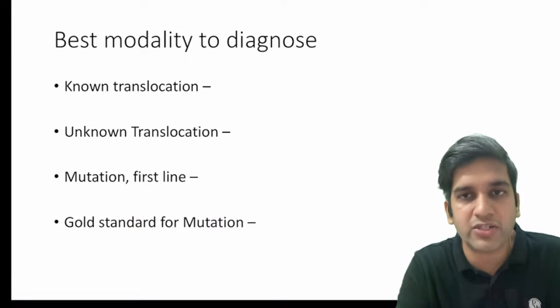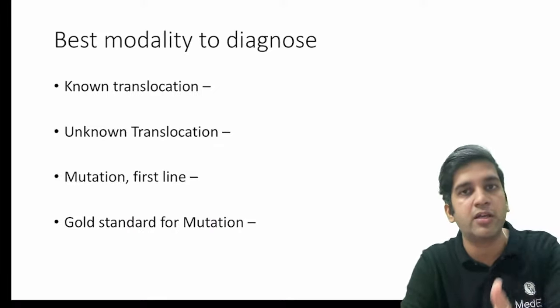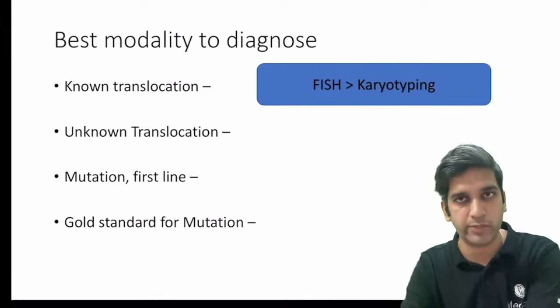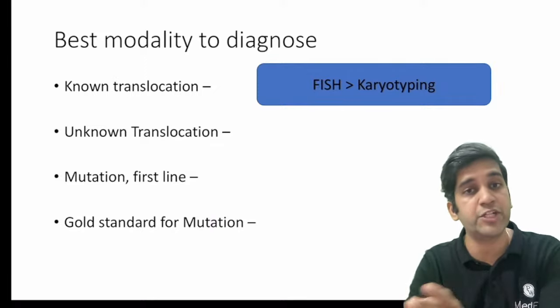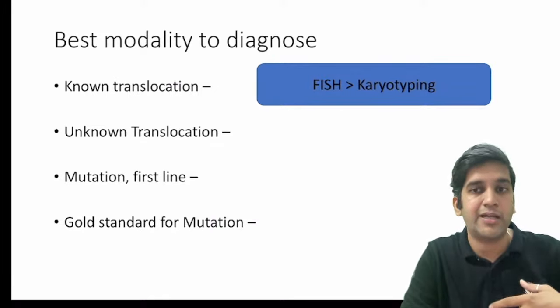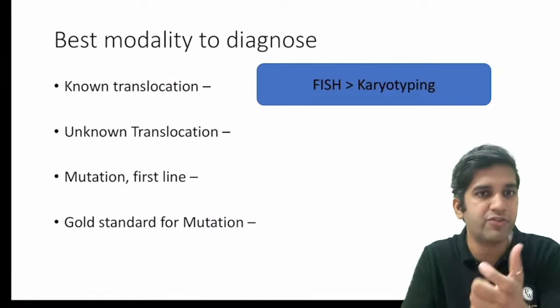If you have any known translocation, be it BCR-ABL, be it translocation 11;14 in lymphomas, you do a FISH, which is better than karyotyping. If the translocation is known, FISH is better than karyotyping. Translocations will not be picked up on PCR, right? It's FISH. PCR is for mutations.